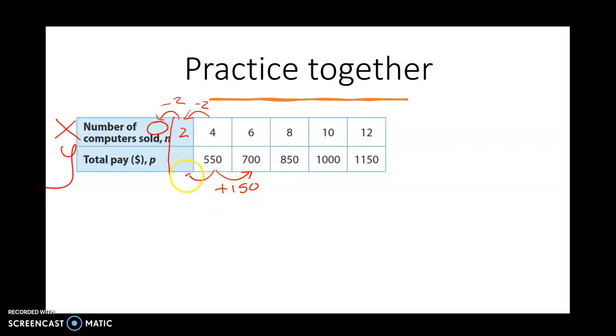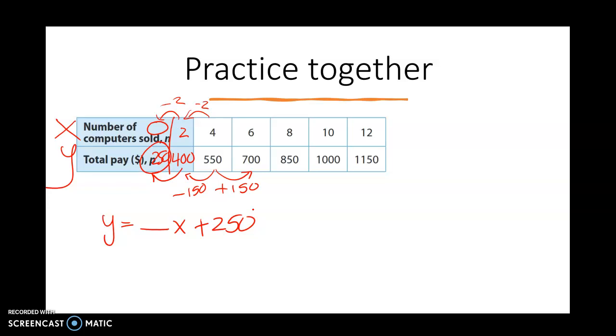Now 550 to 700 is plus 150. So I got to go backwards. I'm going to minus 150. So 550 minus 50 is 500. And then 500 minus 100 is 400. Then I got to do it one more time because I did it one more time on top. So 400 minus 100 is 300. Minus 50 is 250. So this number goes at the back of my equation. Y equals something x plus 250.